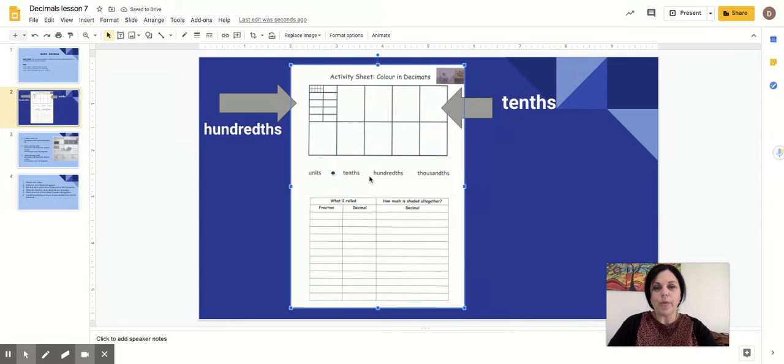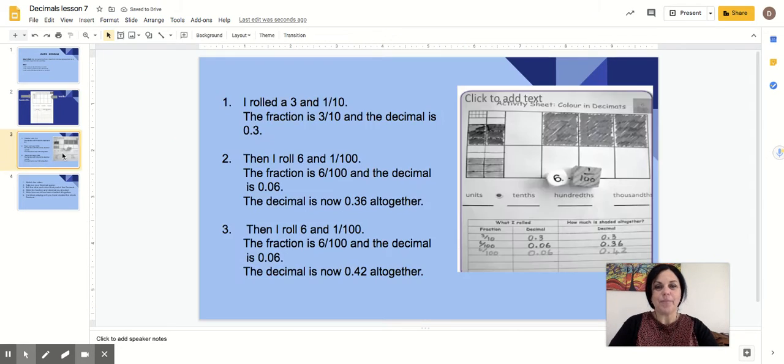Okay, so this is the board that we're going to be playing with our game today. All right, here is my board game. We need 2 dice for this game. We need 1 dice with the numbers on it, and we need the other dice that has hundredths and tenths on it because we're going to roll hundredths or tenths today to colour in on our decimat.